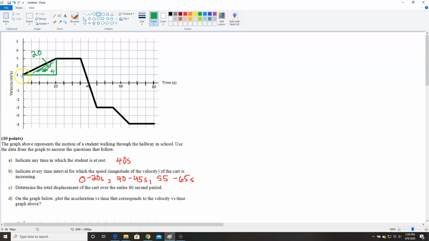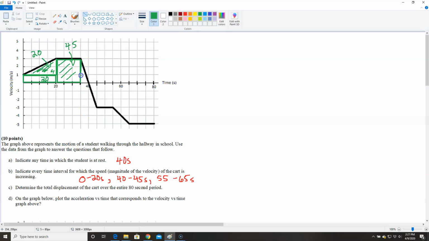We also have here a rectangle, a 1 by 20 rectangle. So the area of the 20 by 1 rectangle is 20. We have another rectangle. I know it looks square on this, but remember the x scale tells us 15 and the y scale tells us 3. So this 15 by 3 rectangle is 45.